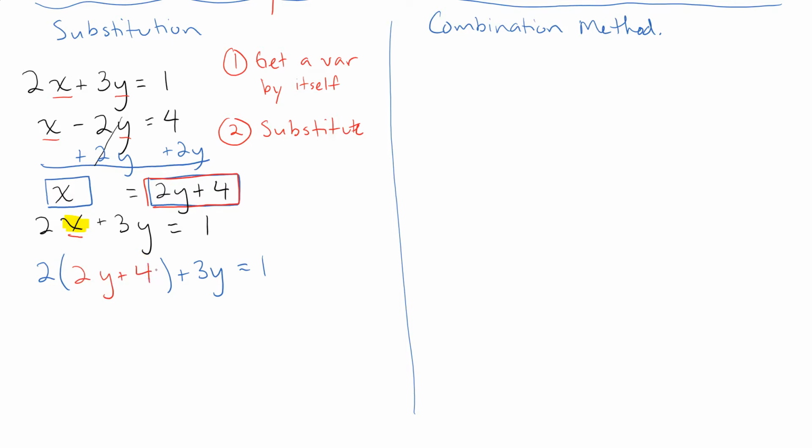So this is the substitution method, where we're substituting. And then all we have to do is solve this new equation. Because if you notice, when I did the substitution, there are no more x's in my equation. There are only y's left in the equation, so I can solve for y. So if I distribute, I get 4y plus 8 plus 3y is equal to 1. Then we can solve this by combining my like terms. So I have 7y plus 8 is equal to 1.